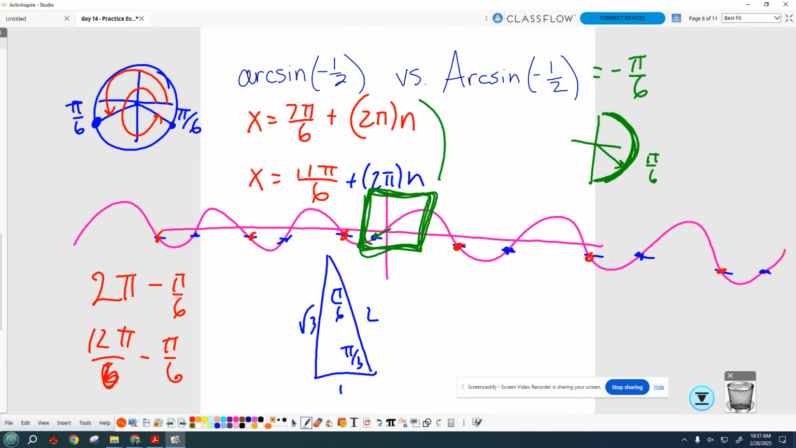Yeah. Okay. Yes, Alana? Wait, so could negative pi over 6 be an answer for like the lowercase arcsine? Yeah, it is, because what if n is negative 1? So 11 pi over 6 minus a full pi.